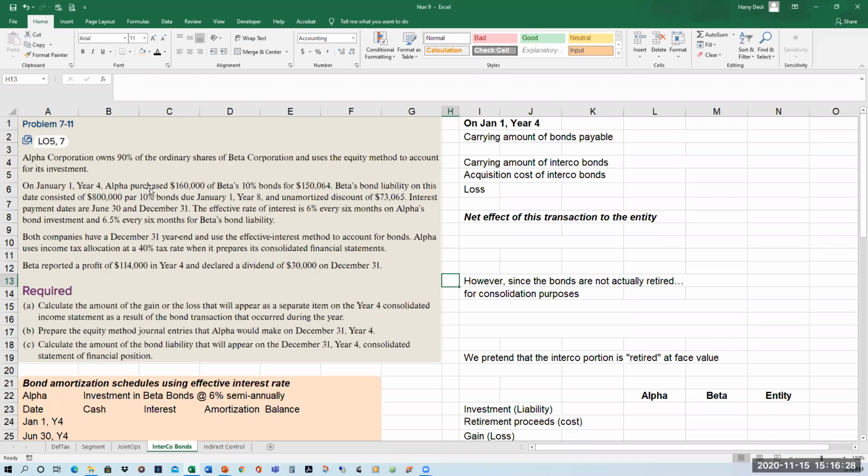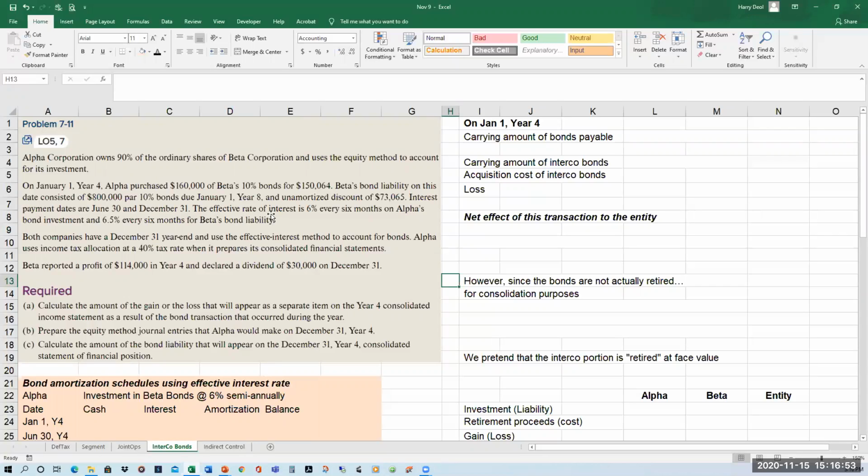Beta's bond liability on this date consisted of $800,000 par 10% bonds due Jan 1st, year 8, and an unamortized discount of $73,065. There's a discount already on the books of Beta. It means Beta too had issued the bonds at a discount. Interest payment dates are June 30th and December 31st.